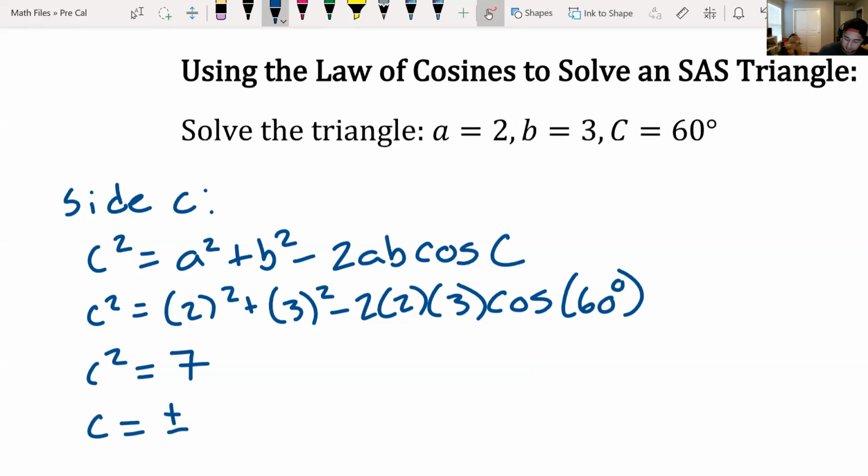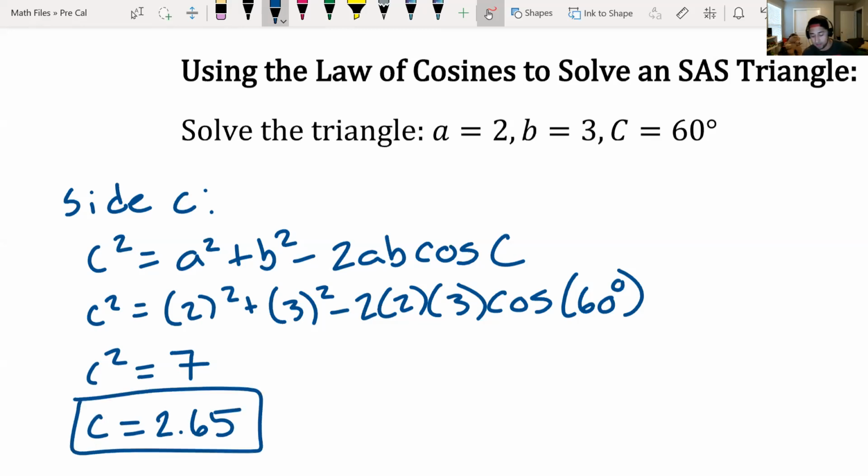Normally you'd get plus or minus 2.65, but since this is looking for a side, a length, we only want the positive value. So we'll only take positive 2.65. There's side C. Well, we have side A, side B, side C, and angle C. This means all you have to do is look for angle A and angle B. So that'll be your next one.